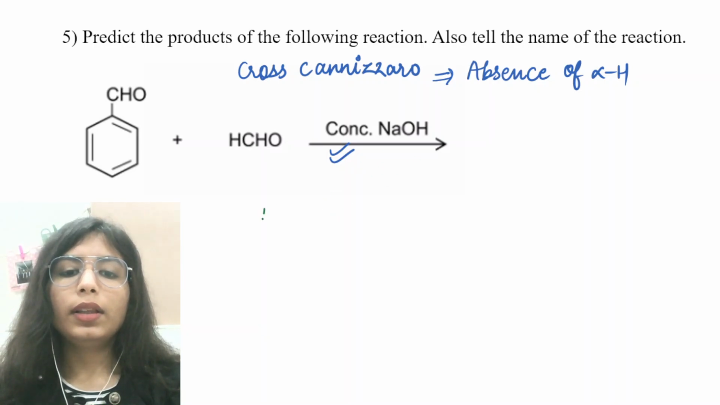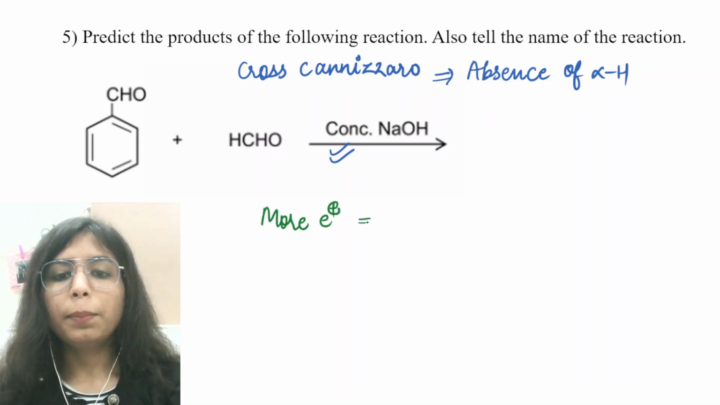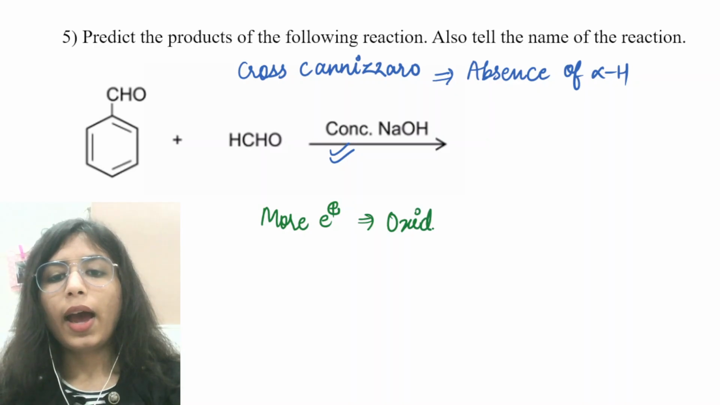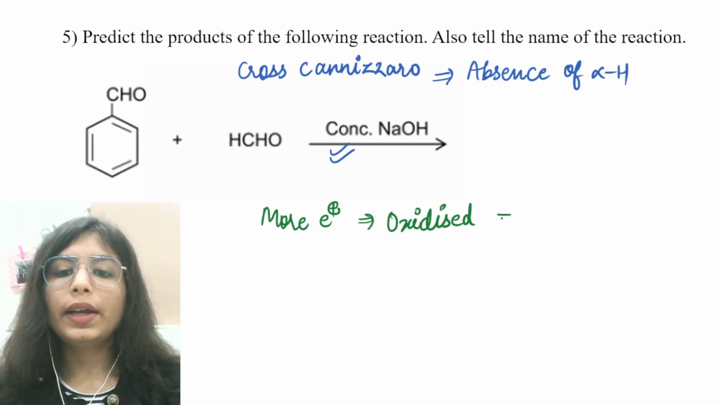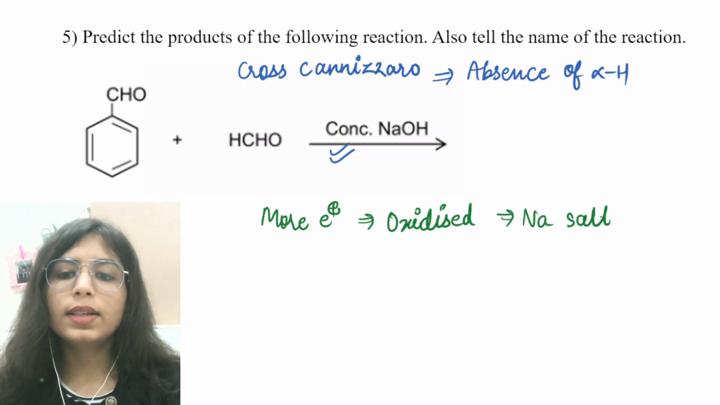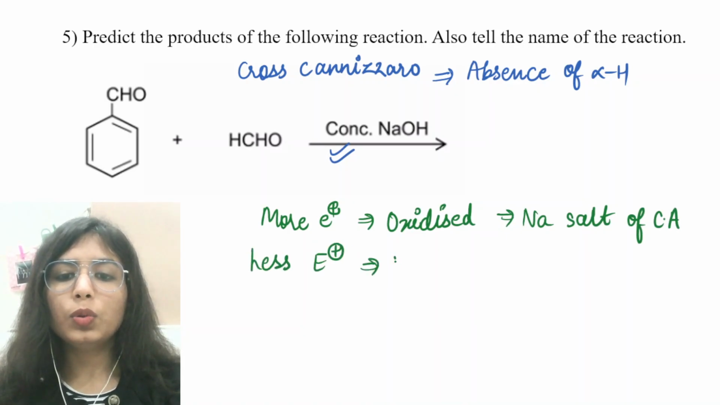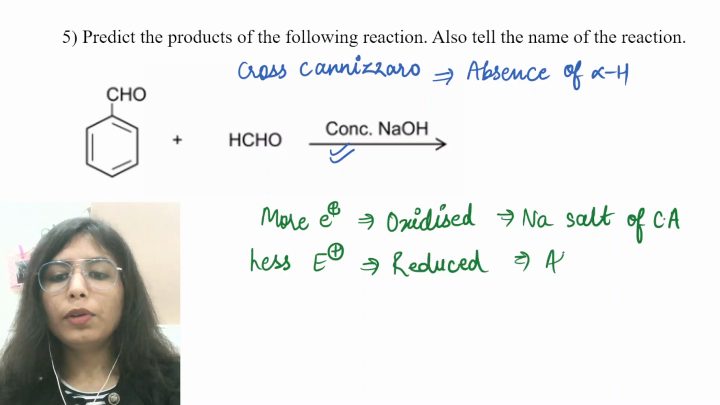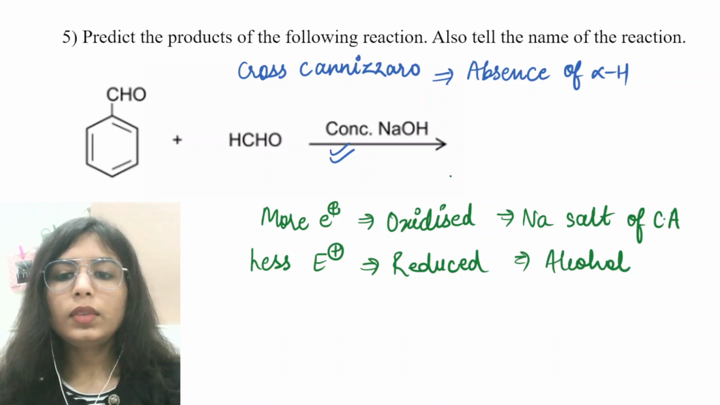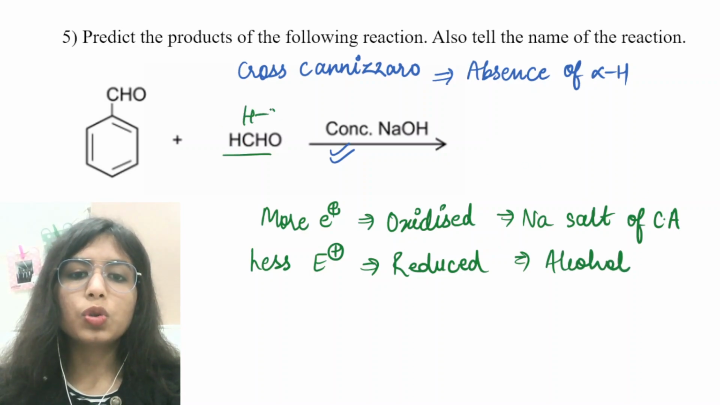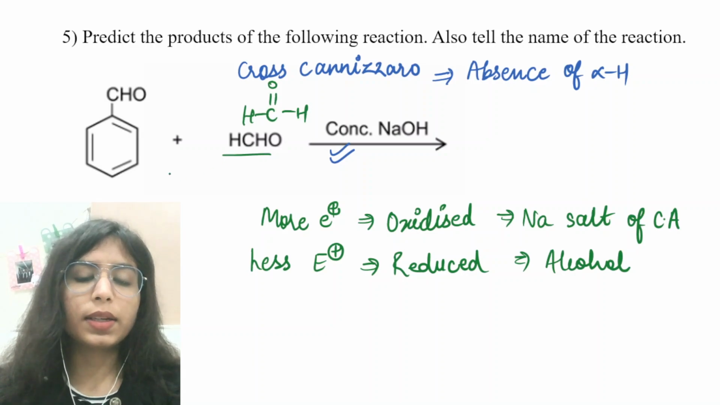So we saw that the more electrophilic one, which is more electron deficient, basically gets oxidized. And the oxidized form of aldehyde is acid. So basically here sodium salt of carboxylic acid is going to form, right? And the less electrophilic one would be reduced, and basically here the alcohol would be formed, right? So here if I talk about HCHO, so in HCHO no group is present, right?